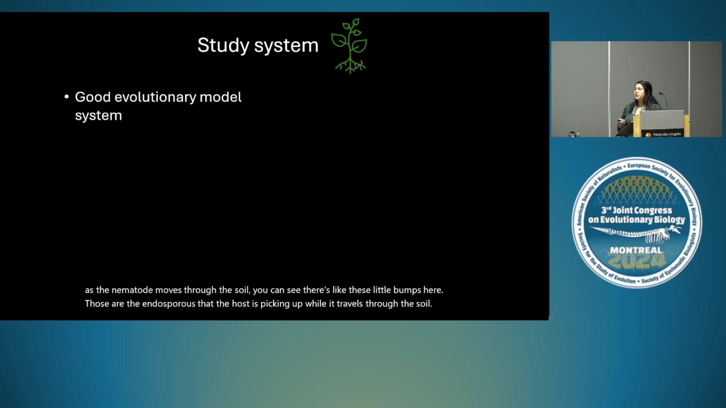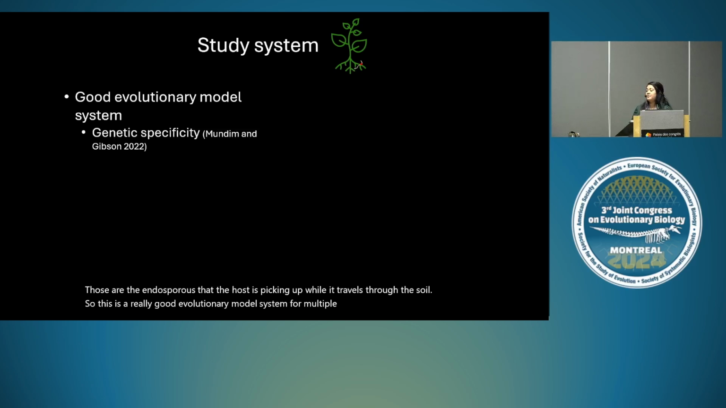So this is a really good evolutionary model system for multiple reasons. We have indication that there is genetic specificity in the system. And I think it was mentioned in the last two talks, the Pasteuria ramosa and Daphnia. Pasteuria ramosa is related to Pasteuria penetrans. So we kind of have that suggestion that it could also be following the matching alleles model.